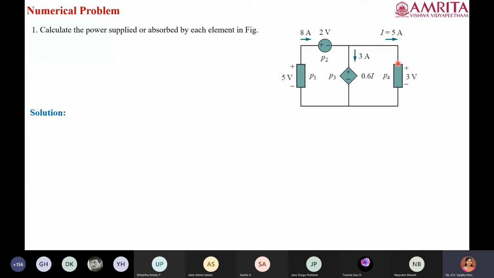Here the nature of the element is not known. It is simply represented using a box. But we have two sources: one is an independent source and the other is a dependent source. So copy the question.